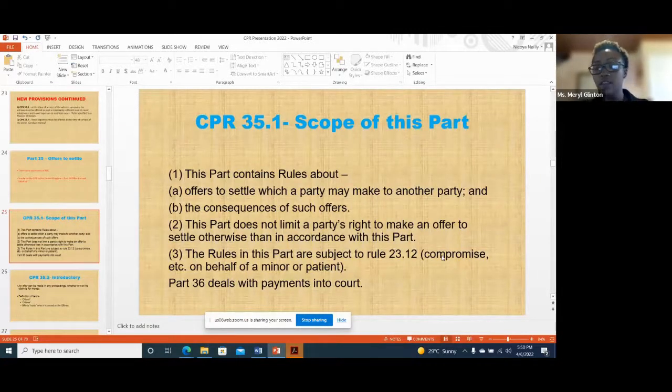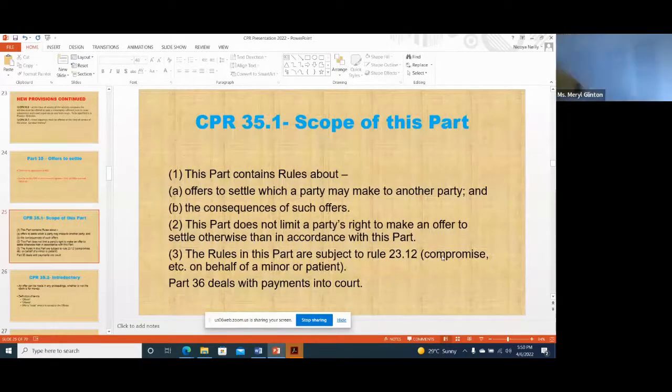Before I move on, just to mention as well, anyone who would have trained in Part 36 under the English CPR, this will feel familiar to you, but I want you to read it very carefully because it is not identical to Part 36 at all.